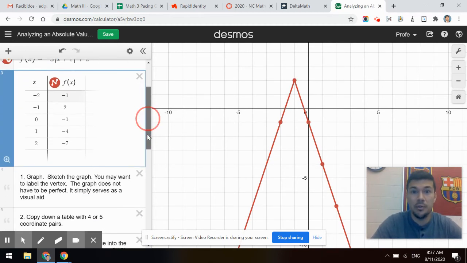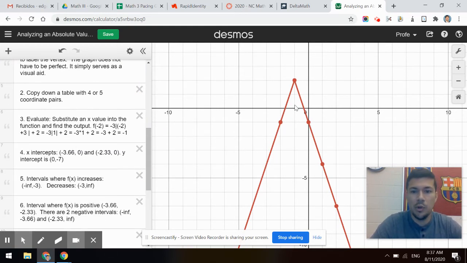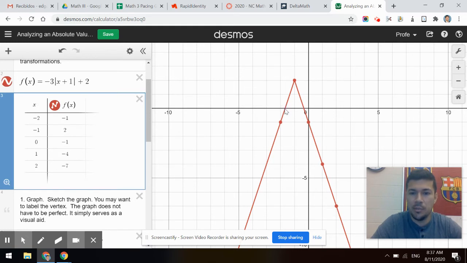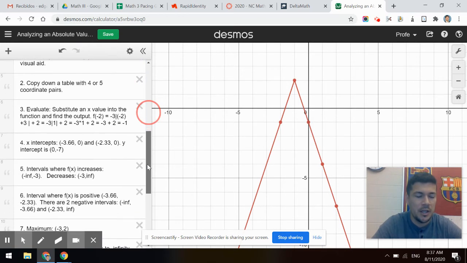So now you see why the output at -2 is -1. You would be expected to be able to evaluate with any of these functions. Step 4, locating intercepts on Desmos is quite simple because I can just go to my x-axis or to my y-axis to locate the intercepts. Okay, so those are the intercepts, and so far so good. That's 4 out of the 10 steps.